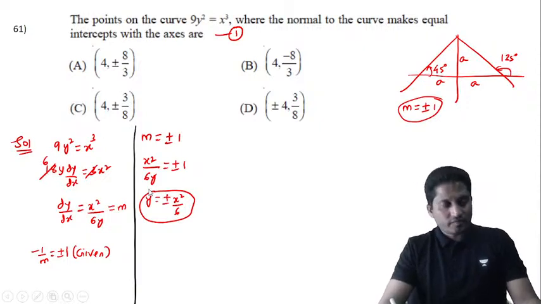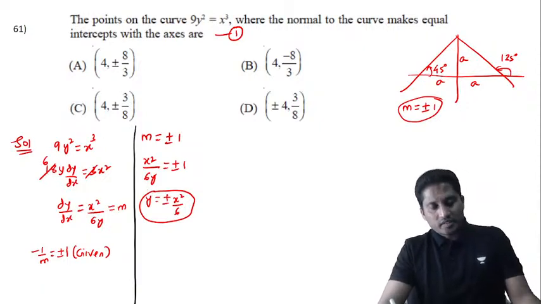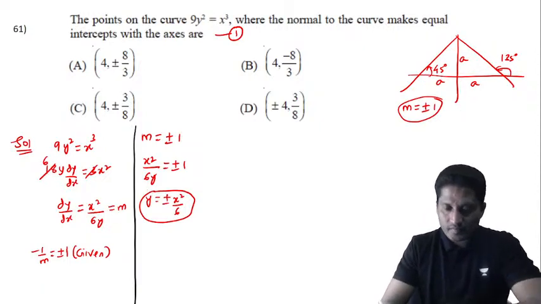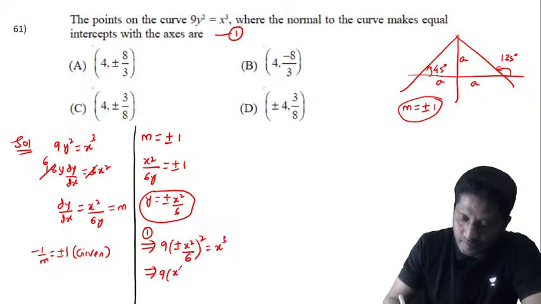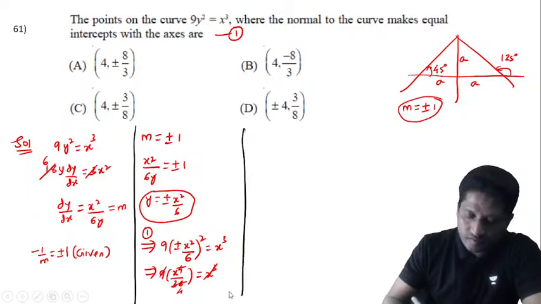I take this value of y and I substitute in equation 1. Equation 1 becomes 9 into plus minus x square by 6, the whole square, is equal to x cube. Okay, so if you square this, you get 9 times x power 4 by 36 is equal to x cube. This x cube will cancel with the power 4. This will cancel 4 times. If I cross multiply, you get x is equal to 4.